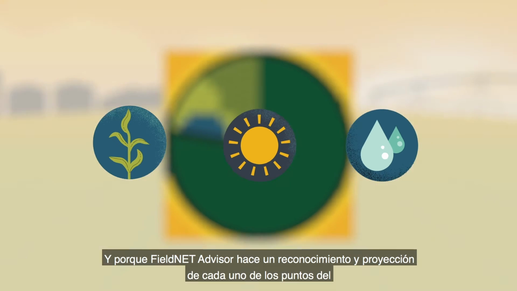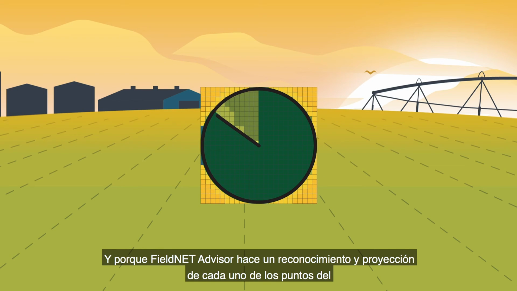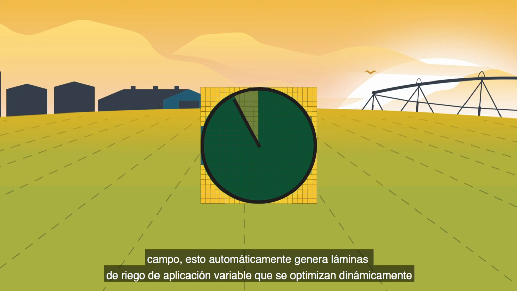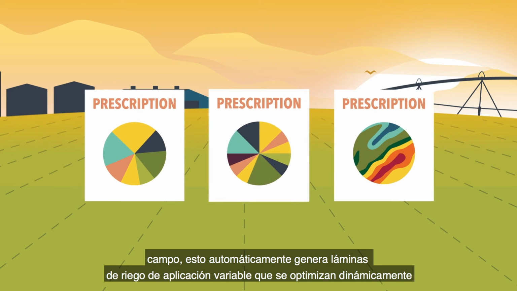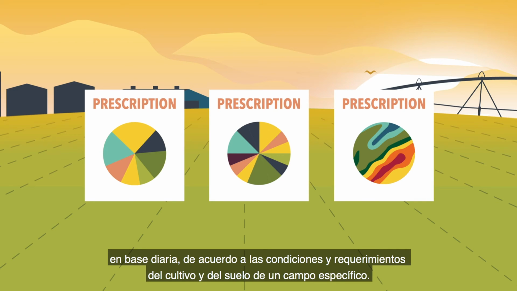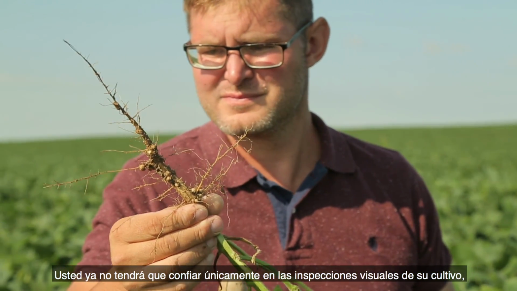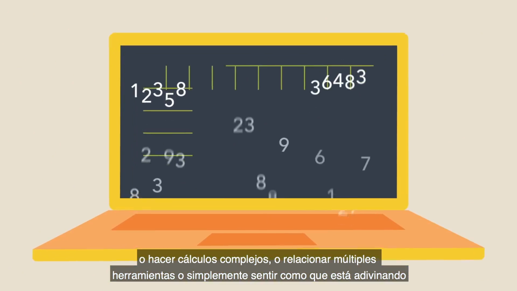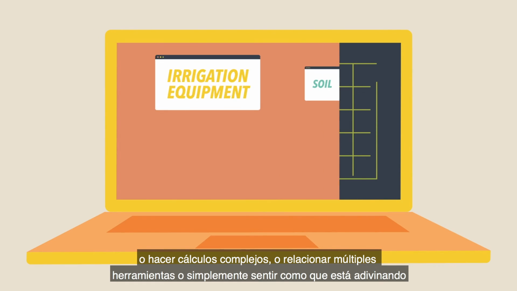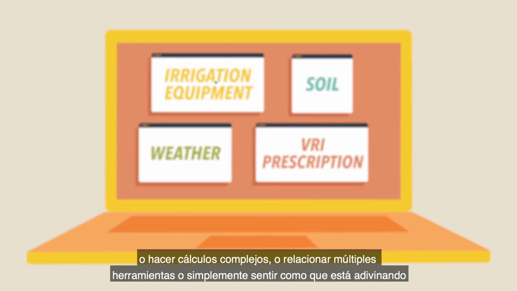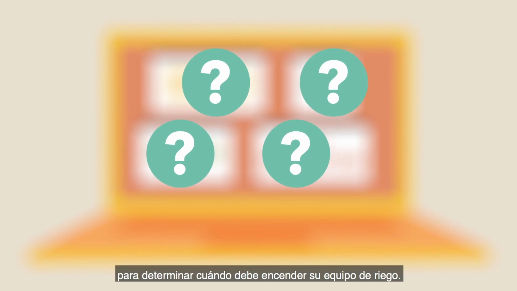And because FieldNET Advisor is tracking and forecasting every point throughout your field, it automatically generates variable rate irrigation prescriptions that are dynamically optimized on a daily basis according to your field's specific crop and soil requirements. You'll no longer have to rely exclusively on visual inspections of your field, use complex calculations, juggle multiple tools, or feel like you're guessing to determine when you should turn your irrigation equipment on.